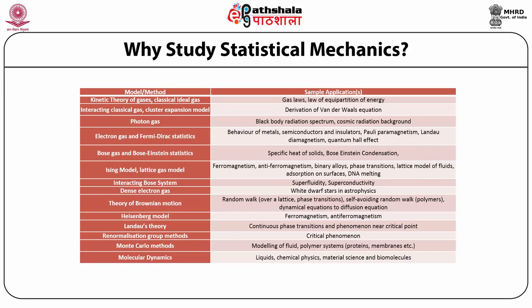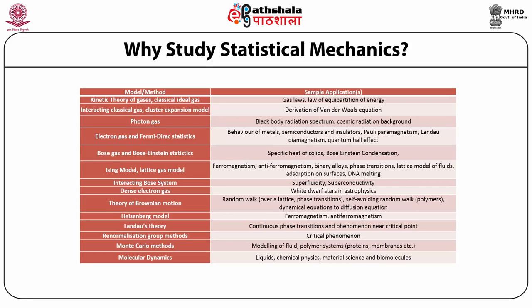Ising model and Lattice-Gas model were applied to understand ferromagnetism, antiferromagnetism, binary alloys, phase transitions, lattice model of fluids, adsorption on surfaces, DNA melting, etc. In the case of interacting Bose system model, we could appreciate and understand the phenomenon of superfluidity and superconductivity. When it comes to dense electron gas, we were able to explain the behavior of white dwarf stars in astrophysics.